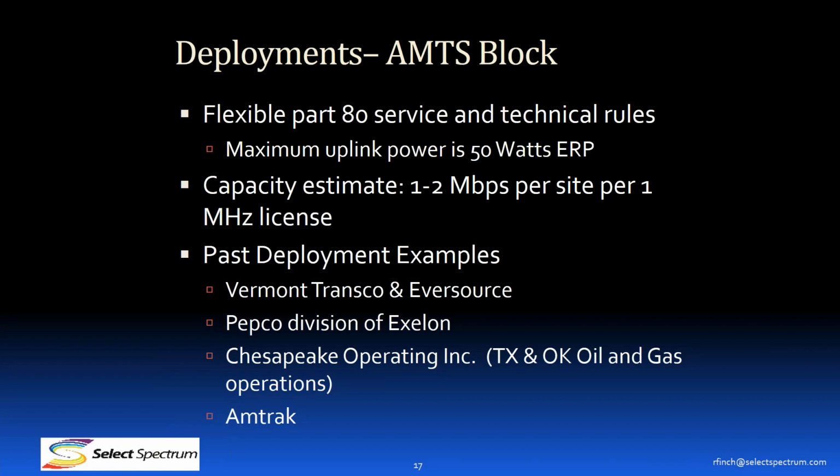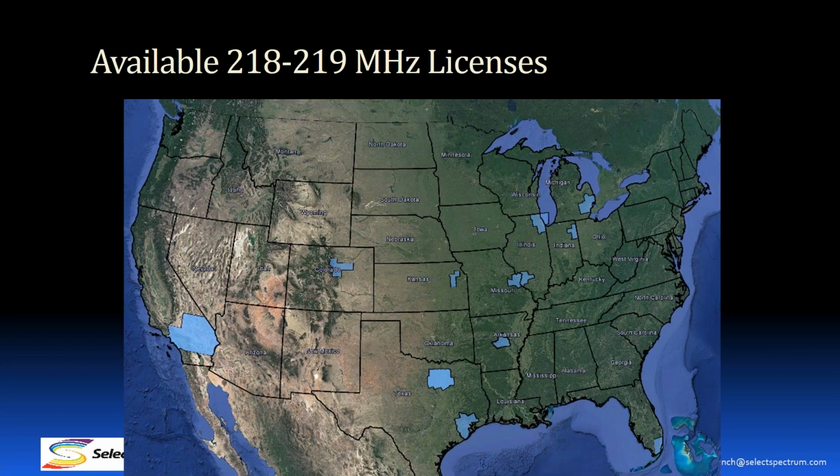And here are some of the companies that have deployed this across rail. Transco and Eversource are both utilities, so is Pepco, and then in the oil and gas. So very similar to the types of customers that John had described. Now I'm going to switch to the next block of licenses. This is much more limited geographically. But if you look at the locations, Miami, Chicago, St. Louis, Dallas, Houston, these are in cities, Denver, and some smaller cities that are very important to certain customers.